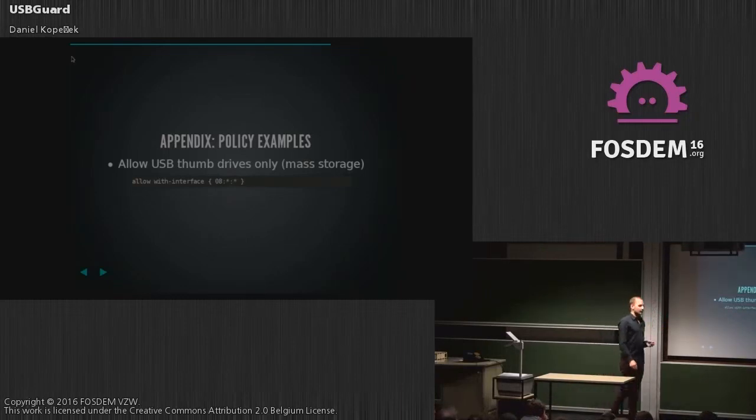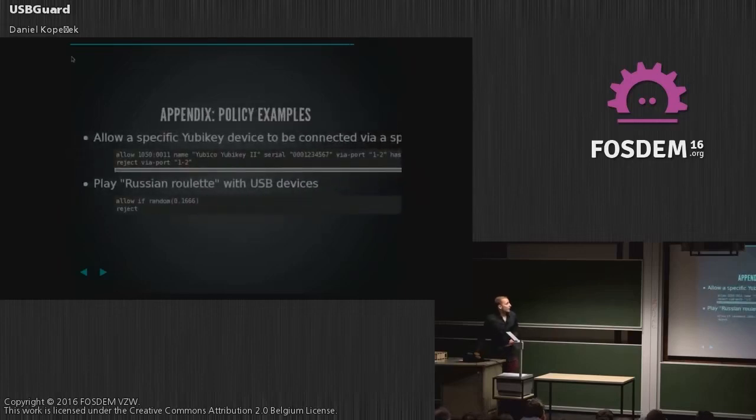So if somebody inserts a thumb drive with a keyboard inside, then it won't be allowed, because the system sees that there are two interfaces on the device, and this rule allows only one interface to be on a USB device. Some other examples: you can play Russian roulette with USB devices. It's a special condition that on each evaluation returns a random true or false with the specified probability. So you insert your device and it's rejected with high probability.